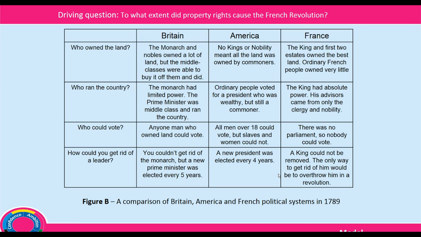How could you get rid of a leader? In Britain, you couldn't get rid of the monarch, but a new prime minister was elected every 5 years. In America, a new president was elected every 4 years. But in France, a king could not be removed. The only way to get rid of him would be to overthrow him in a revolution.